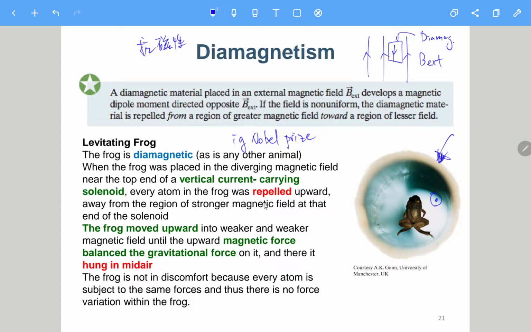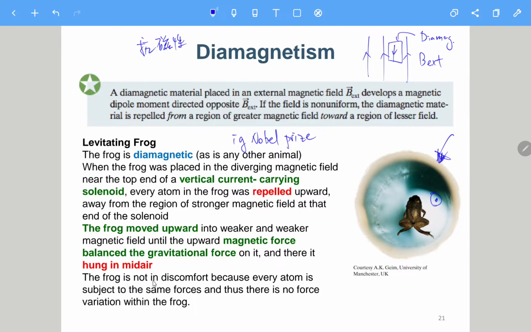At some point, the repelling force will perfectly cancel the gravitational force, and it makes the frog float in midair. So the frog moves upward into a weaker and weaker magnetic field until the upward magnetic force balances the gravitational force on it, and there it hangs in midair. This phenomenon is quite interesting.